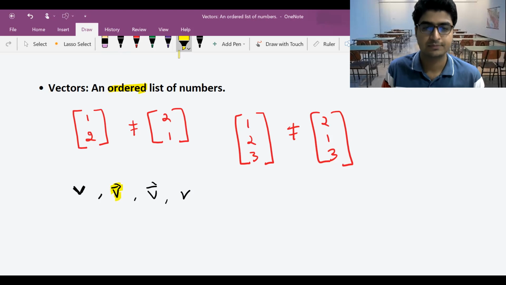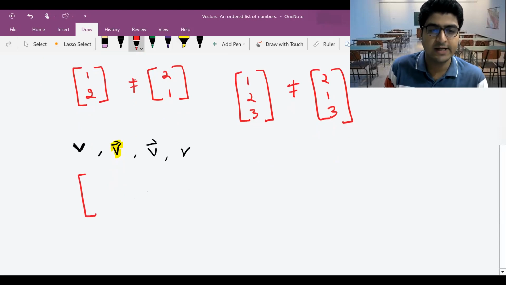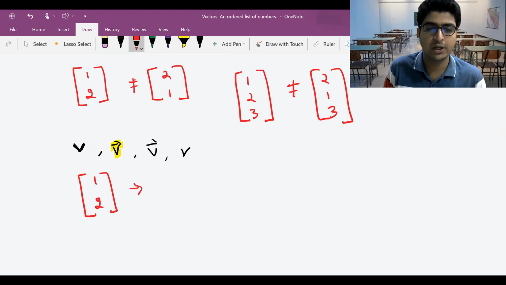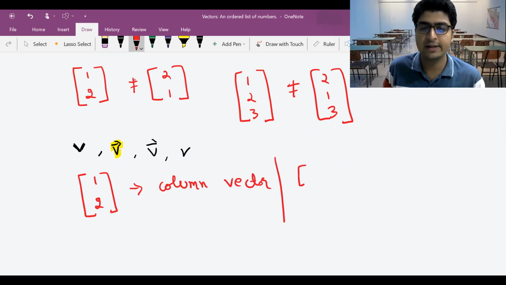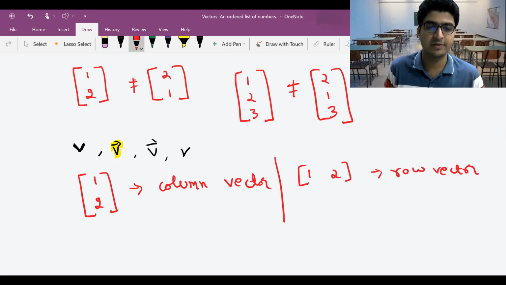If I write this vector like this, it is actually a column vector. And if I write it in this form, then it is a row vector. This is a column vector and this is a row vector.